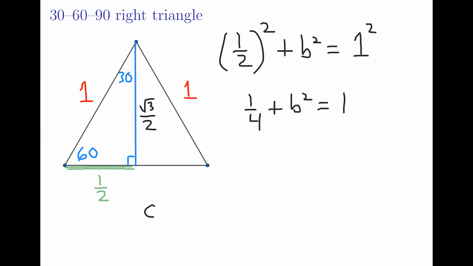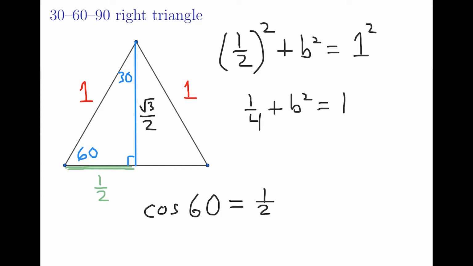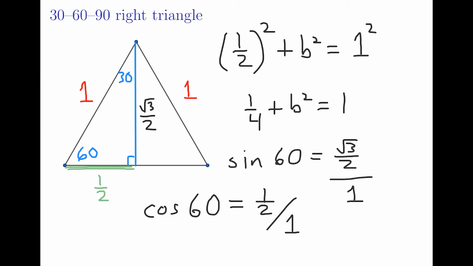Cosine of 60 degrees is the adjacent side divided by the hypotenuse. So that's going to be 1/2 divided by 1. And I shouldn't really need to keep writing divided by 1. That's the whole point of using a triangle whose hypotenuse is 1. And then the sine of 60 degrees is going to be square root of 3 over 2. Technically, I need to divide by 1, but there's really no point in doing that. So I'm just going to write square root of 3 over 2. So the Pythagorean theorem, along with just a tiny bit of geometry, gives us the sine and cosine of 60 degrees.